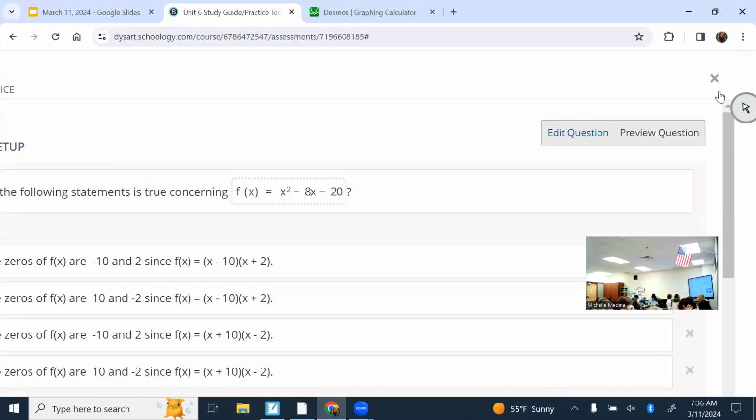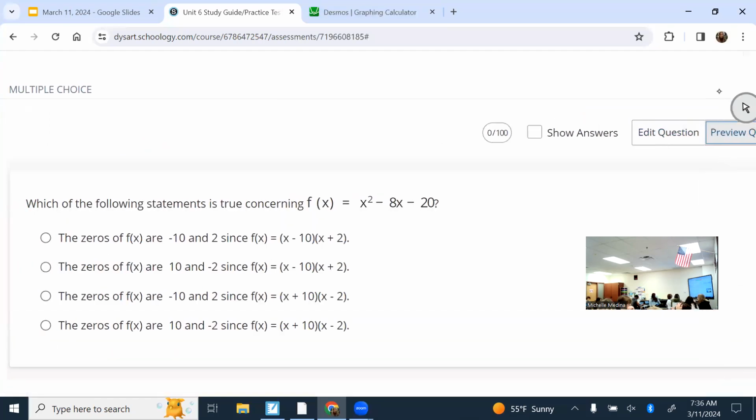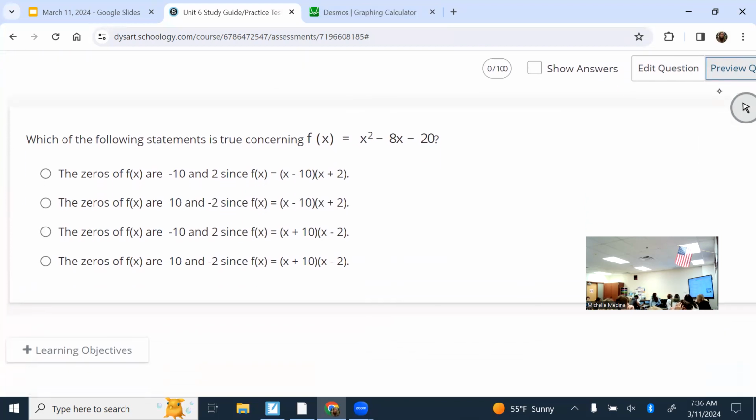Okay, so which of the following statements is true concerning this quadratic function? And we're talking about the zeros. So zeros are what again? X-intercepts. So you can graph it. We haven't really talked about how to find zeros from standard form, so you'll have to graph it. Next unit, we'll teach you how to do that algebraically. So you'll just have to graph it if it's in standard form. So x squared minus 8x minus 20.